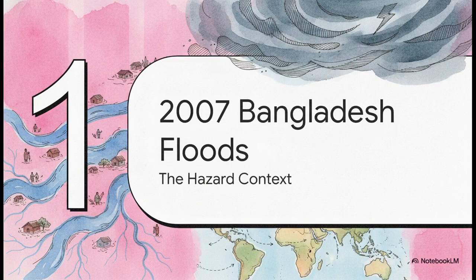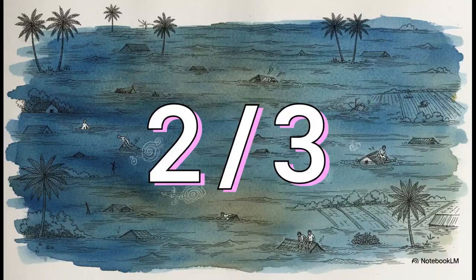All right, let's kick things off with Section 1, the 2007 Bangladesh floods. Two-thirds. I want you to really just picture that for a second. An estimated two-thirds of Bangladesh's entire landmass was submerged beneath floodwaters. I mean, this wasn't just a localized, small-scale event. This was a nationwide inundation that upended the lives of millions and literally altered the physical landscape almost overnight.